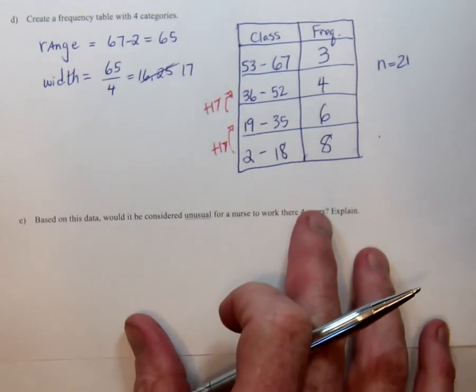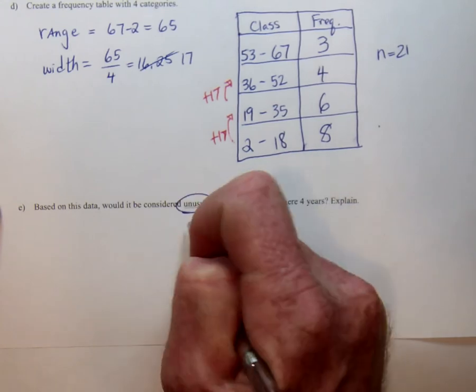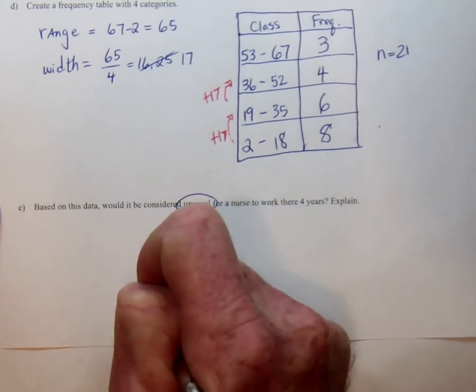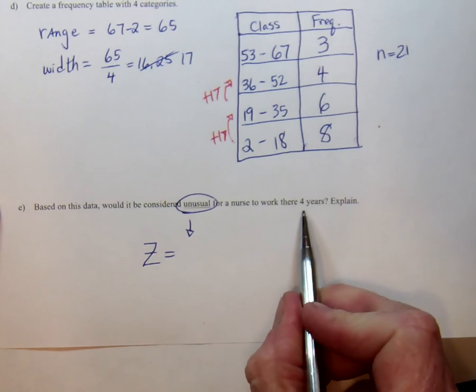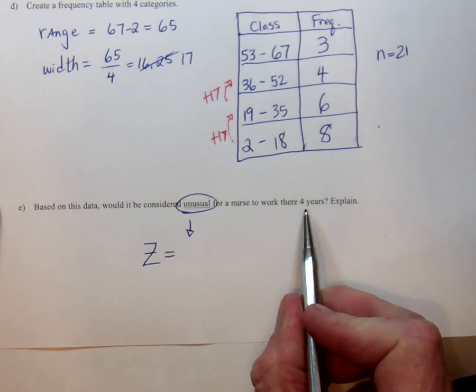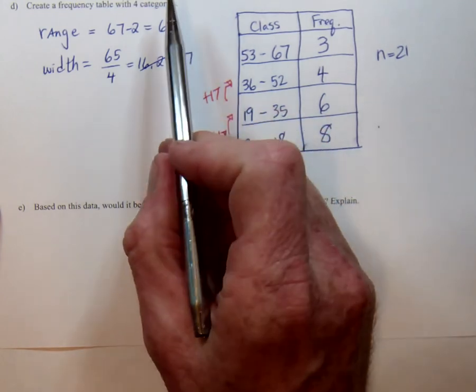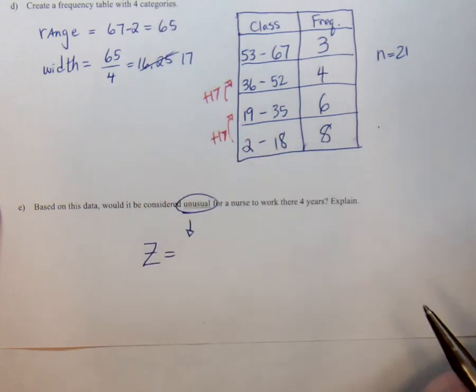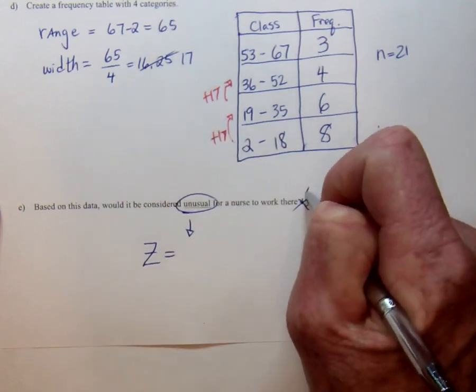Next, would it be unusual? So this is a keyword saying find the z-score. So this is the information given, 4 years, but keep in mind that this other information has all been in months. So tried to trick me, but it didn't work.